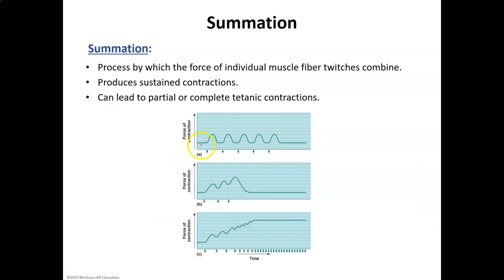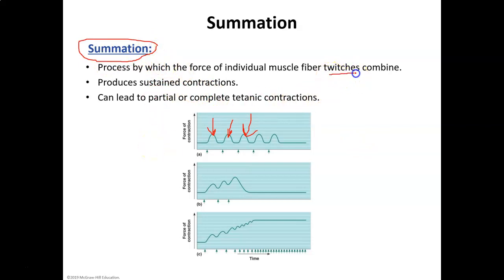So here it is. So here's a twitch. What they're doing here is they're stimulating the muscle at these arrows. Stimulate, then let it rest. Stimulate, let it rest. Stimulate, let it rest. We're not stimulating it fast enough to get these twitches to combine together. When they combine together, that's called summation. So it's summating twitches, okay?